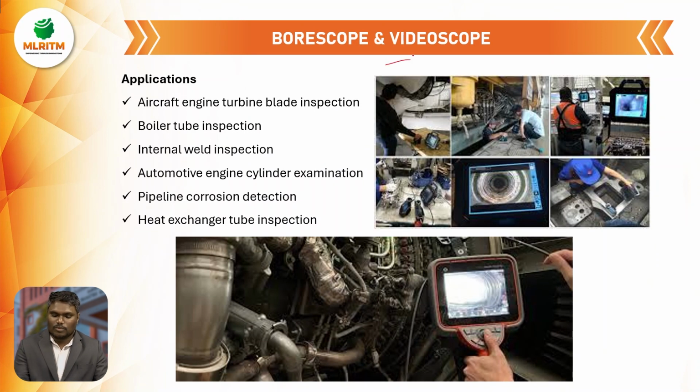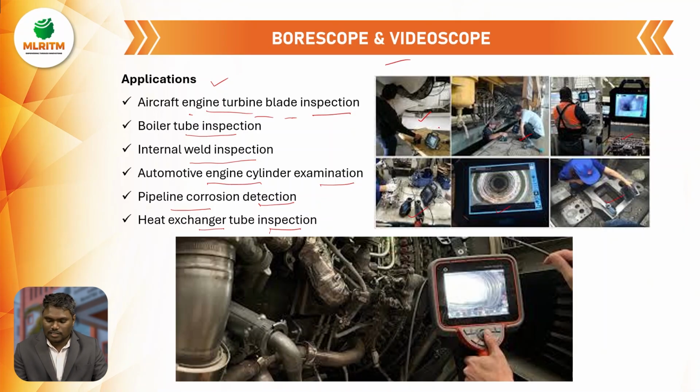And next, the borescope and videoscope applications. It has wide applications, and we'll be discussing a few now. Aircraft engine turbine blade inspection can be done. Boiler tube inspection, internal weld inspection, and automotive engine cylinder examination can be done. Pipeline corrosion detection is easily done by this NDT principle using a borescope and videoscope. And heat exchanger and tube inspection. These are different images where the inspection is going on.